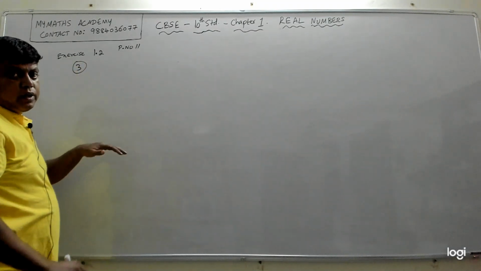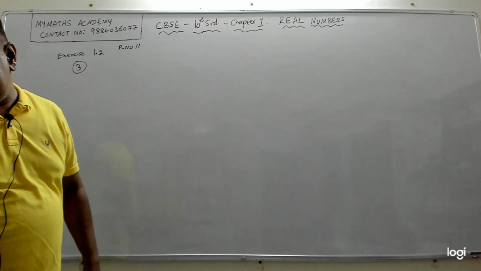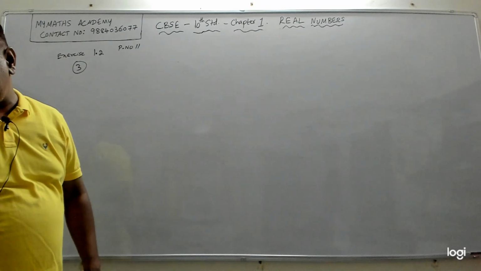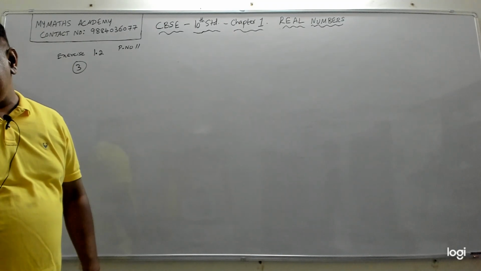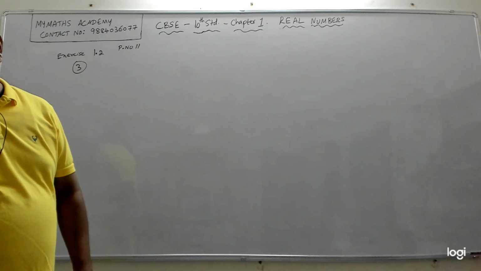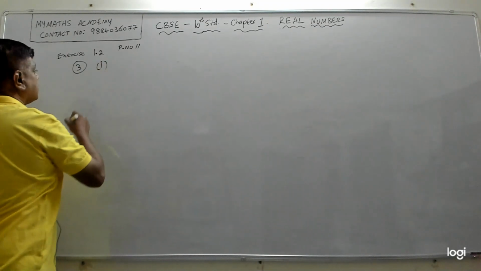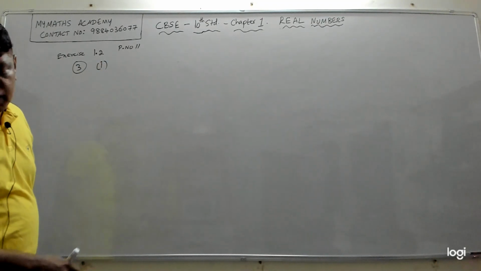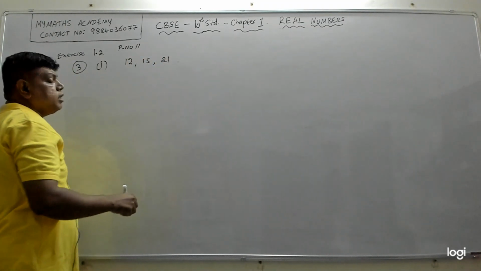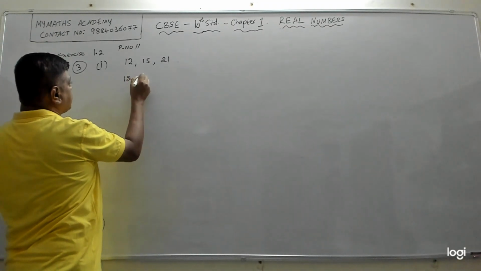In the last video we did till problem 2 and I gave a few homeworks also. Now it is the third problem in exercise 1.2, which is: find the LCM and HCF of the following integers using the prime factorization method. In the third, I'll do the first subdivision. The three numbers given are 12, 15 and 21. We need to find the LCM using prime factorization method, which means each number you have to write as factors of prime.